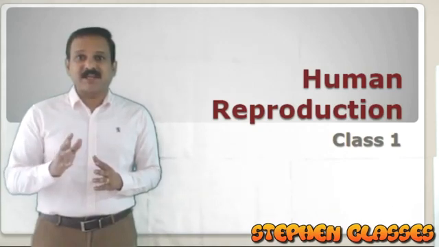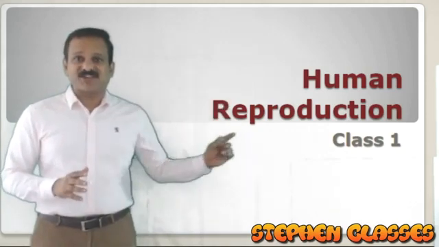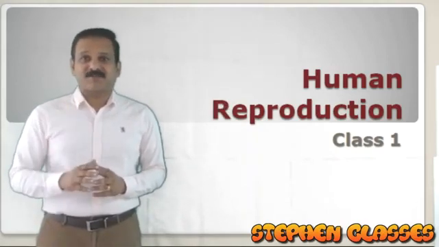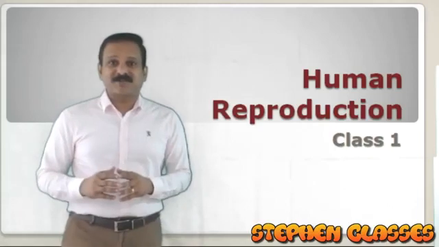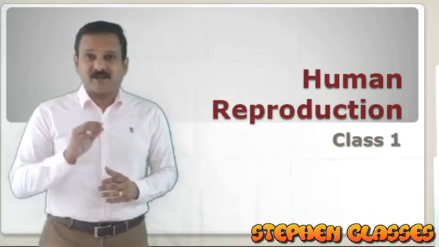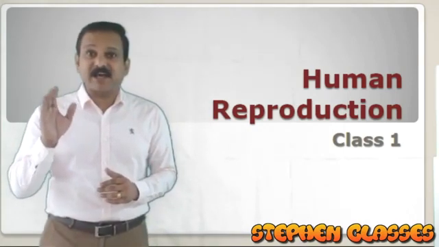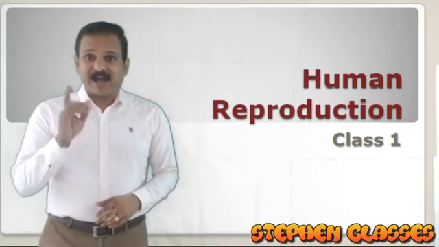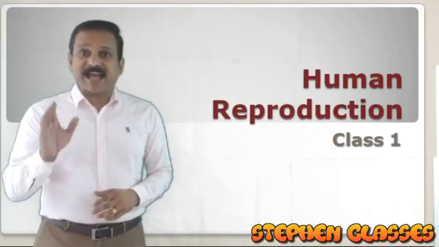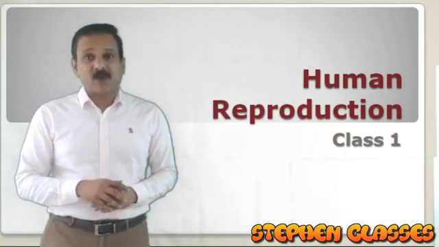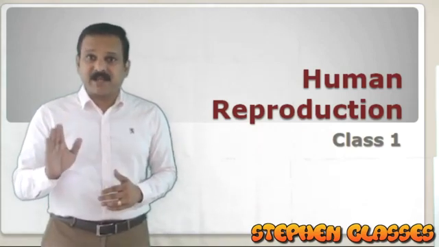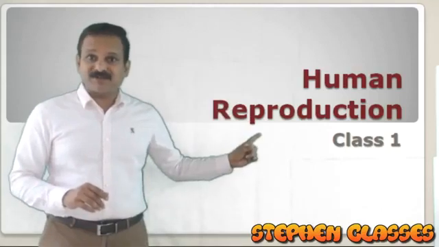Our first chapter is human reproduction. First of all, what is reproduction? What do you mean by reproduction? Reproduction is producing progeny which is similar in characters of their parents. I repeat, producing progeny which has similar characters of their parents is called reproduction. In this chapter, we discuss mainly human reproduction.